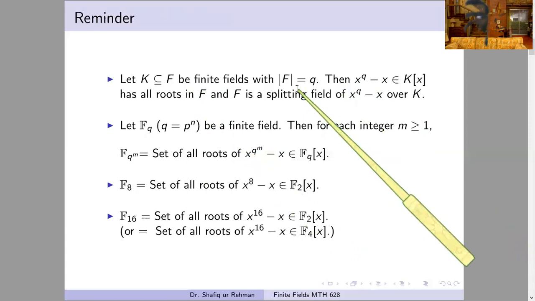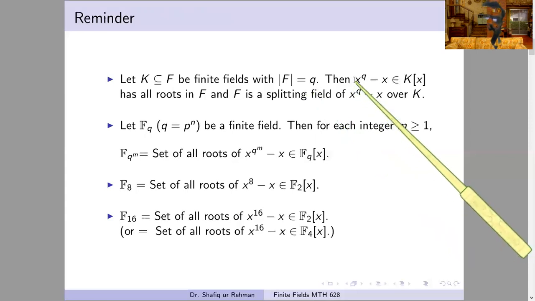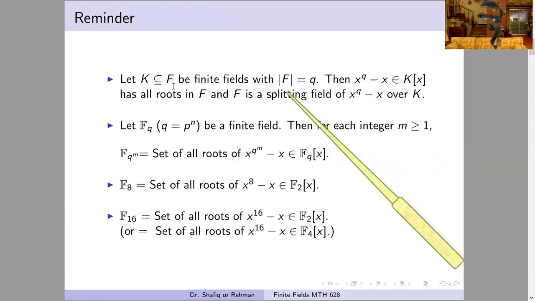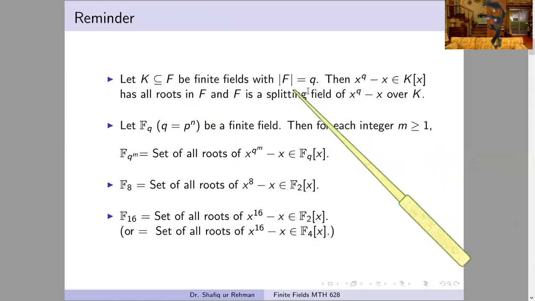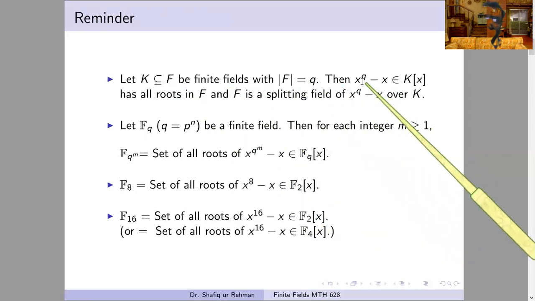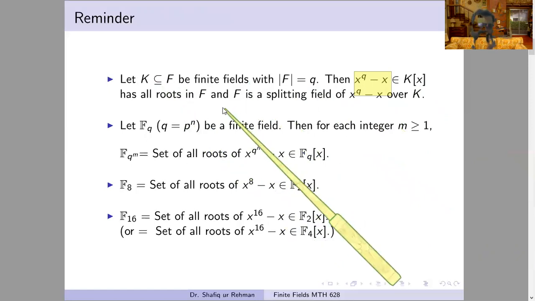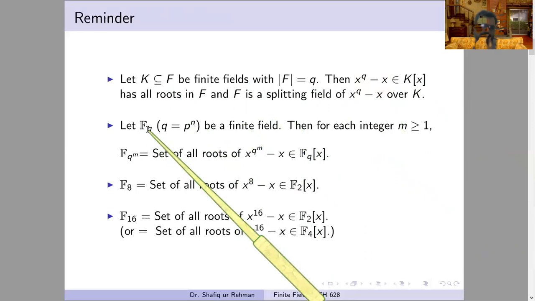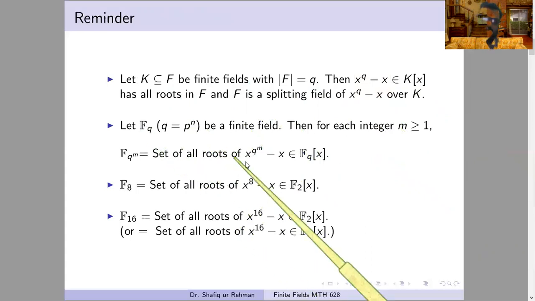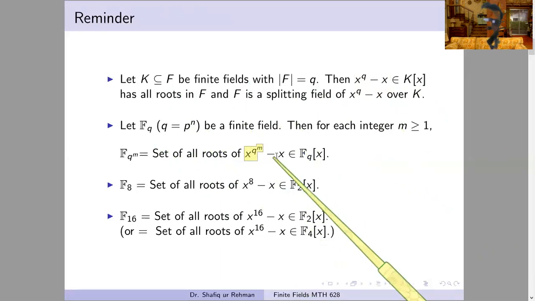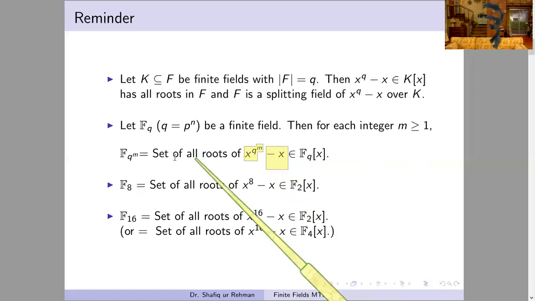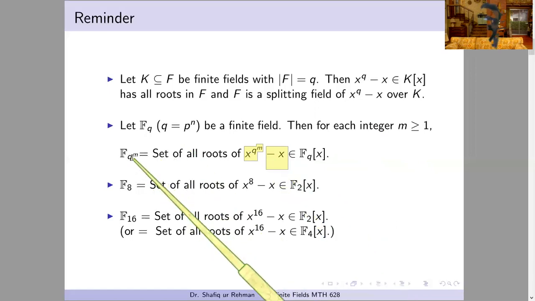So in this way, we can find the splitting field of this polynomial, that is, any finite field F whose order is q will be taken as the splitting field of this polynomial taken over any subfield of this field F. For instance, if we have a finite field F_q, then if we consider the polynomial x^(q^m) - x over this field F_q, then all the roots of this polynomial will be the field F_(q^m).